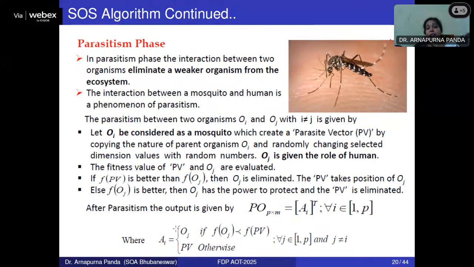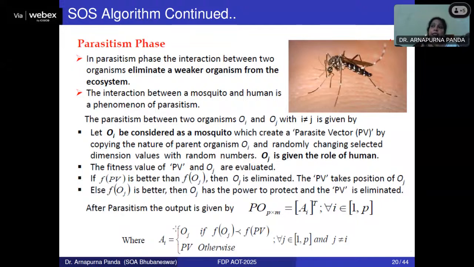Then the parasitism phase. In this phase in the ecosystem, when two organisms interact with each other, one is benefited and one is affected. Affected means, suppose, man and mosquito. When a mosquito bites a man, the mosquito leaves some virus in the human body.